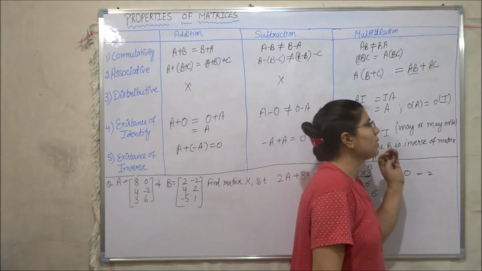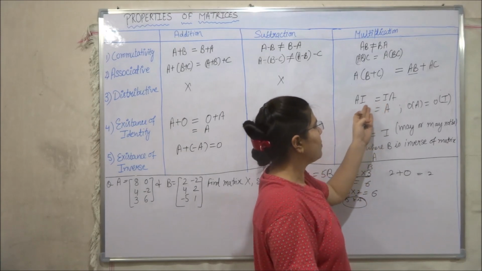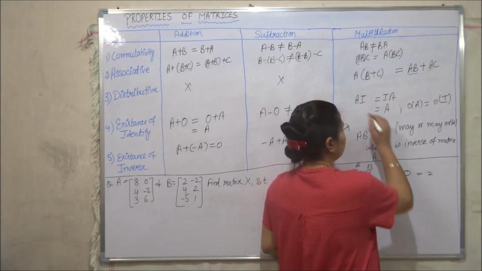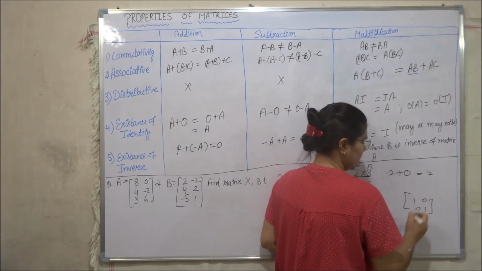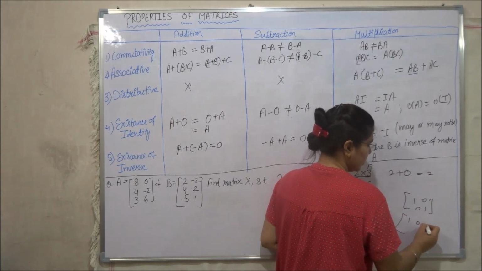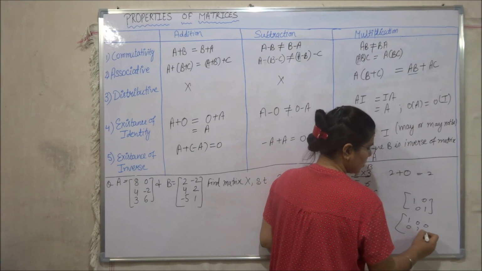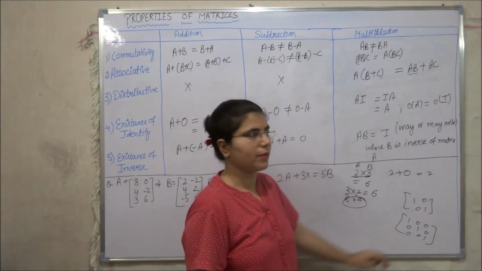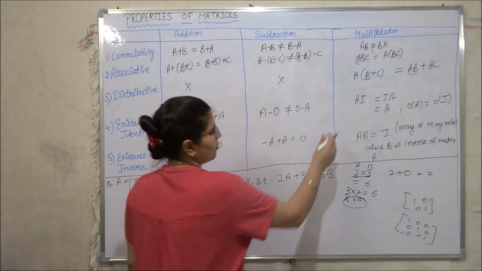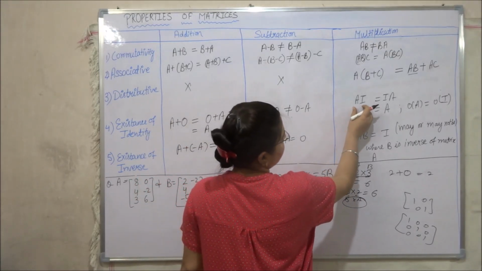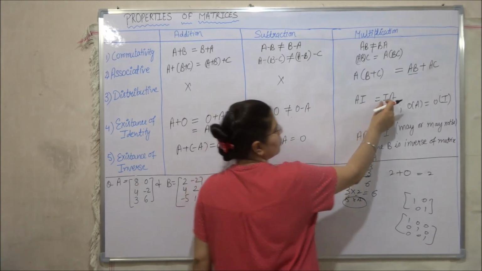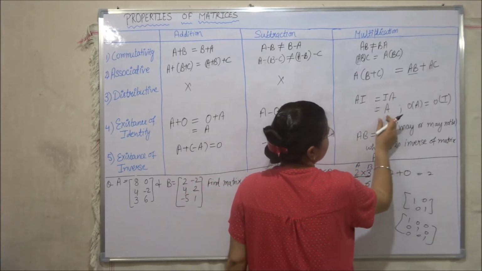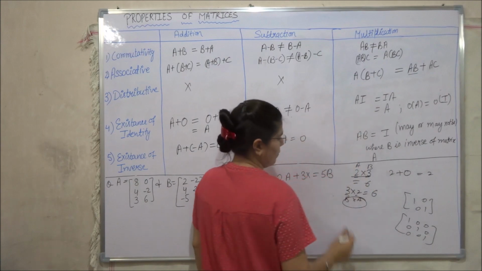In case of multiplication, identity matrix will be, if it is 2 cross 2 matrix, then it will be 1 0 0 1. In case of 3 cross 3 matrix, it will be 1 0 0, 0 1 0, 0 0 1. This is a 3 cross 3 order matrix. Now it will be AI, that is A multiplied by identity matrix equal to identity matrix with the A matrix, that will be equal to A.